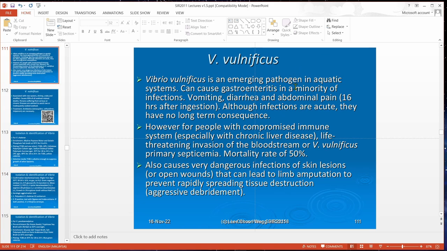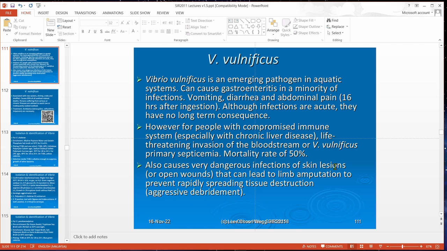Vibrio vulnificus is an emerging pathogen in aquatic systems. Most of the time it causes gastroenteritis. However, for people with compromised immune system, you'll have septicemia, which can become a blood infection, and the mortality rate is very high, 50%. All these Vibrios that I mentioned are also found in Malaysian waters, including Vibrio vulnificus.